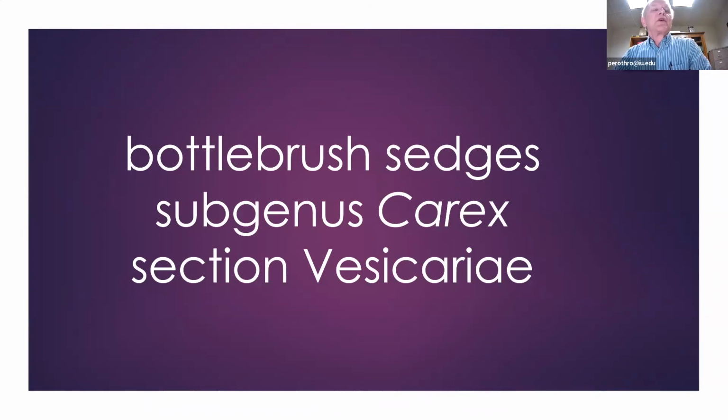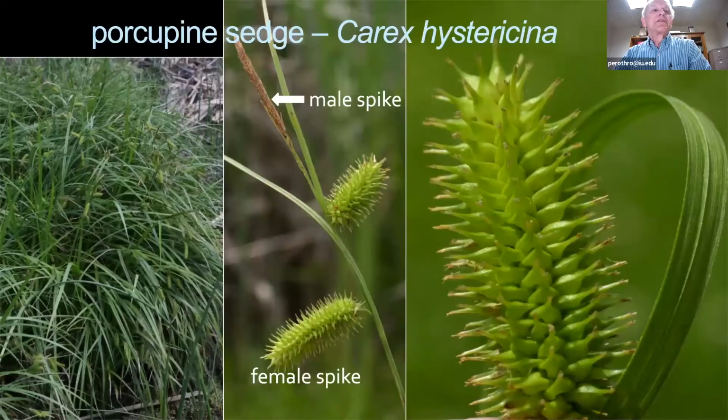Let's open the Carex photo album and begin with the bottlebrush sedges. These species, such as porcupine sedge, have separate male and female spikes. The female spikes have many perigynia in a cylindrical arrangement, and thus they do look like a coarse bottlebrush. Porcupine sedge in particular thrives in moist soils that have some lime content.